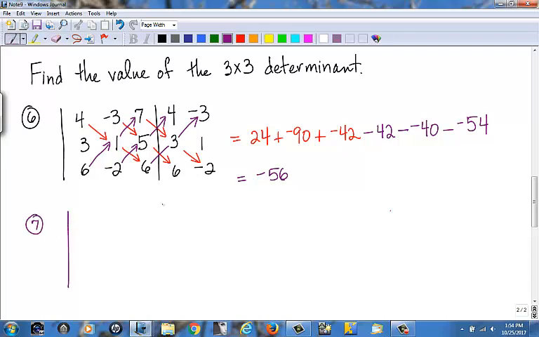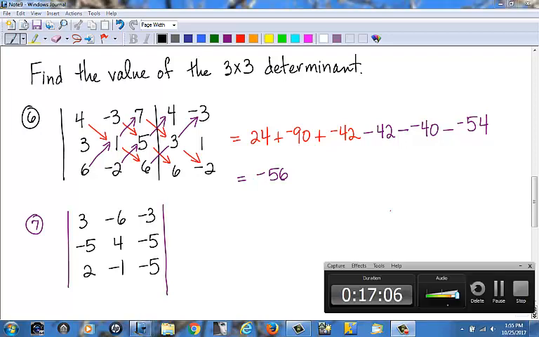Okay. On this one, same thing. Listen and write it down as you hear it. First row across is 3, negative 6, negative 3. Second row across is negative 5, 4, negative 5. Third row across is 2, negative 1, negative 5. Okay, double check it. First row is 3, negative 6, negative 3. Second row is negative 5, 4, negative 5. Third row is 2, negative 1, negative 5. Okay, now you try it.